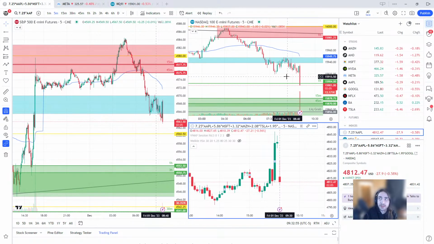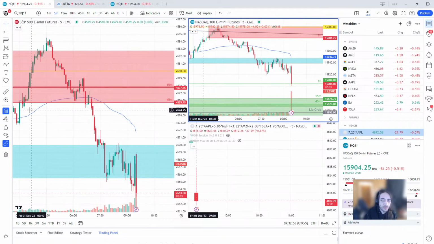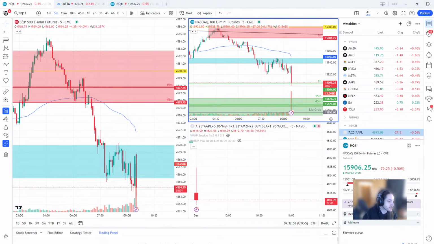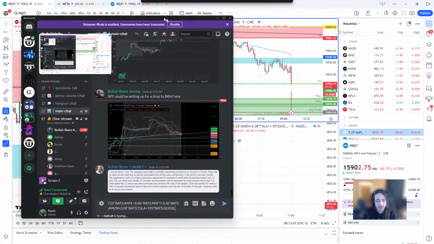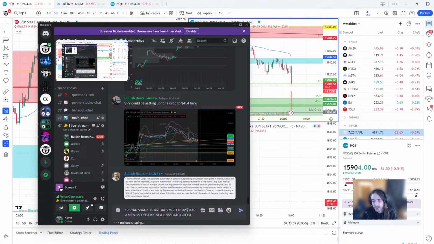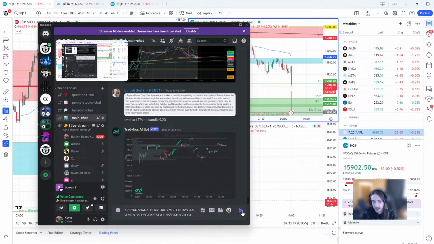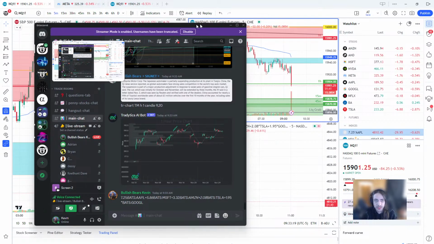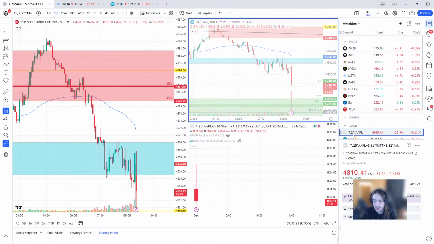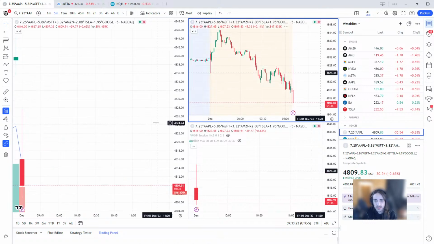Nice drop. Nice drop. Waiting now, because now we're at that demand zone. I don't know if that's going to work. The problem is, I'm trying to send it on Discord too for you guys, but the little star thing disappears because it tries to make the words look different. So I'm going to send it, but I'm also going to screenshot it.